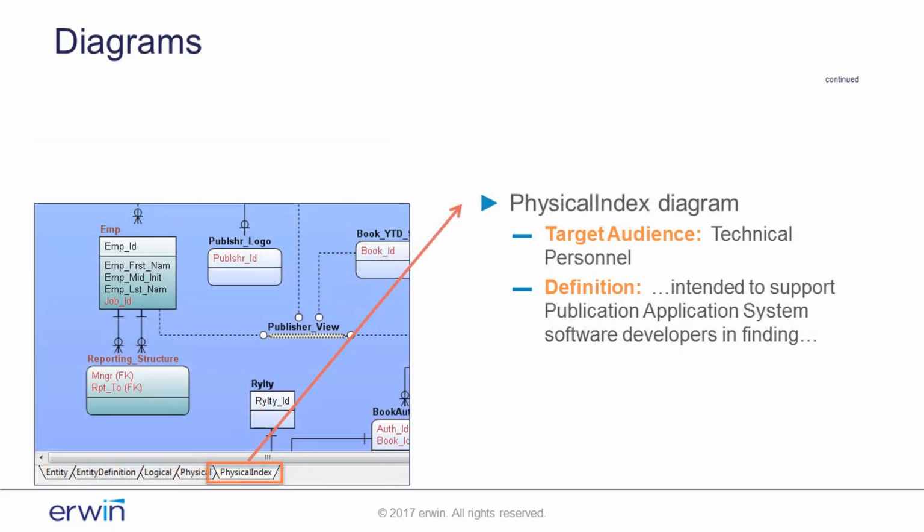Our fifth and final diagram is called physical index. A very specific purpose. This has a solid medium blue background. Again, the boxes represent tables, but we don't display the column data types now. The column names are displayed. Foreign keys are still red.